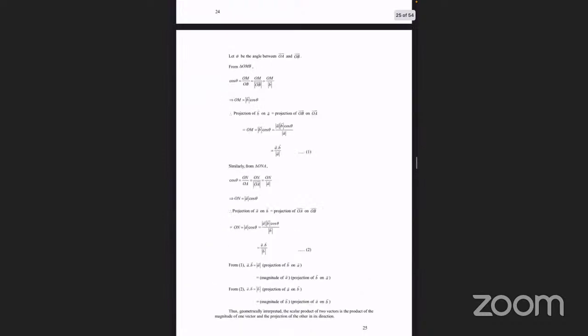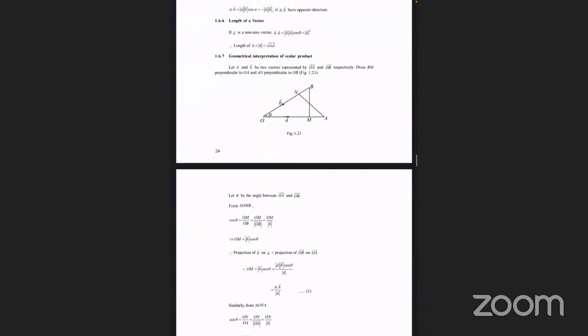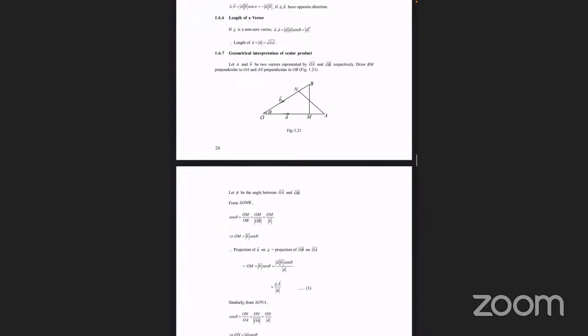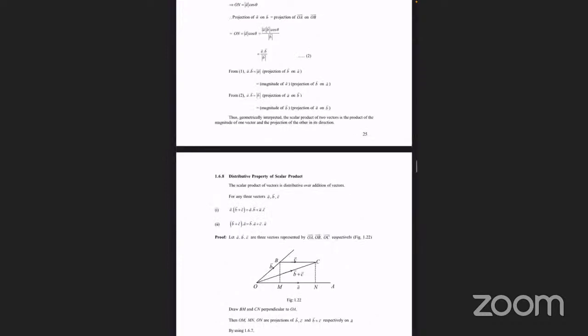Next, projection is the important one. The geometrical representation of scalar product is there, and in this, the projection of A on B. On page number 25, if you see the equations, you can find how to find the projection of A on B or the projection of B on A. One problem will be there, a 5 marks question: find the projection of A on B for the given vectors.